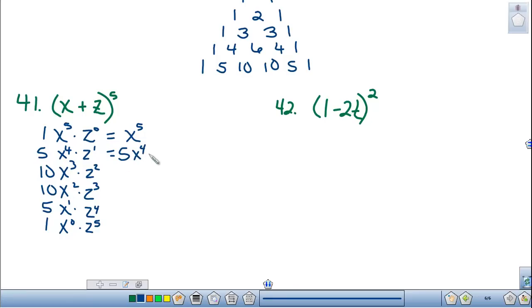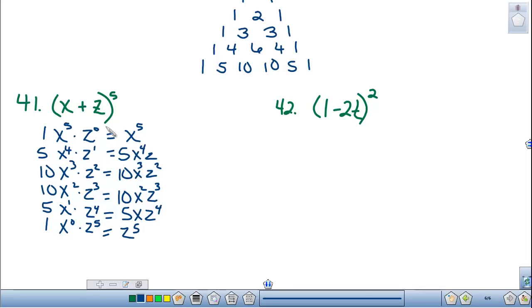And this is going to give me 5x to the fourth times z. This row will give me 10x cubed z squared. This row will give me 10x squared z cubed. And this row will give me 5x z to the fourth. And finally, in this row, I can remove this 1 and this x to the 0 because they're both equal to 1, and that gives me z to the fifth.